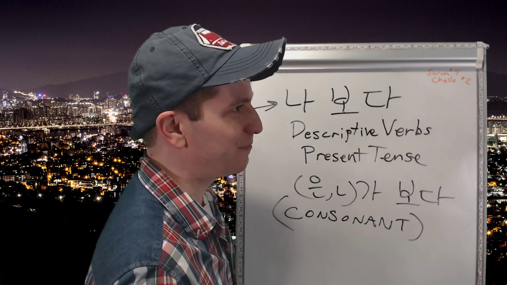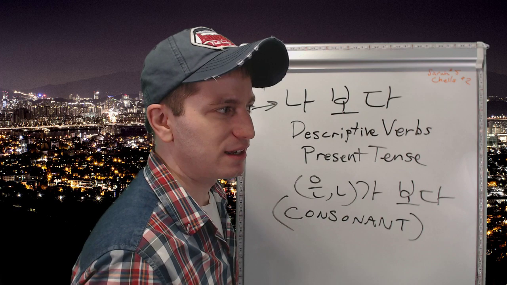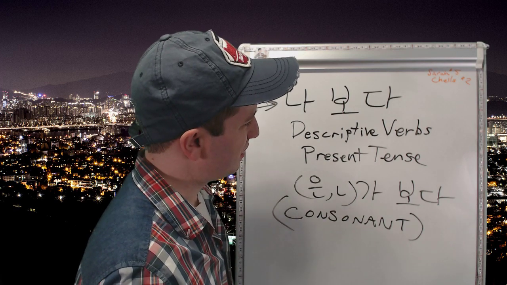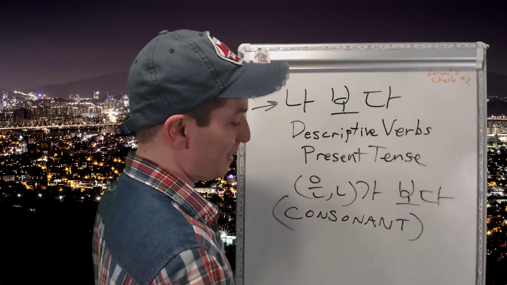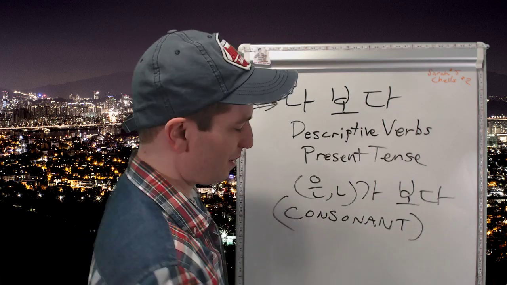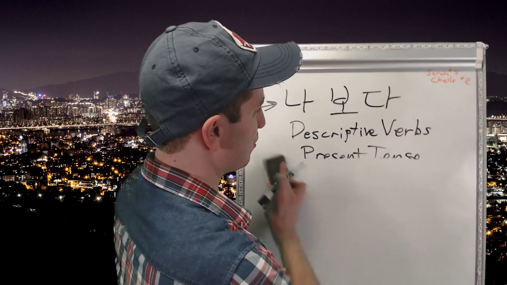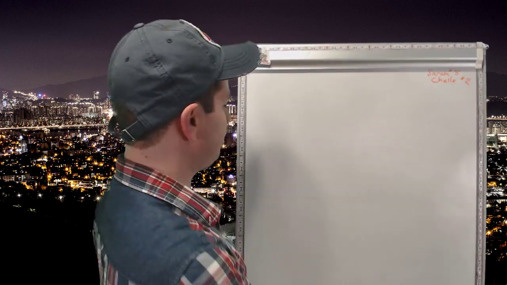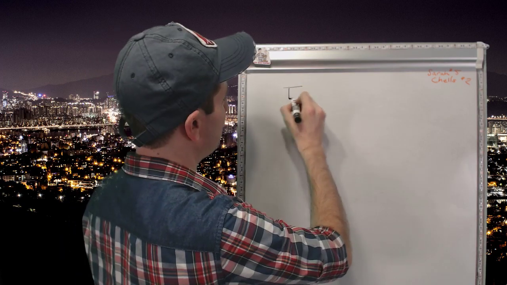You cannot say like 피곤하나보다. You would have to say 피곤한가 보다. But you can also use 나보다 in the place of 가보다 whenever it ends in a consonant. So I'll show you an example of that would be 덥다.